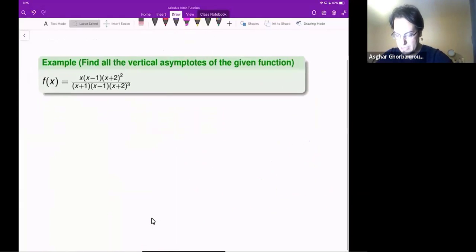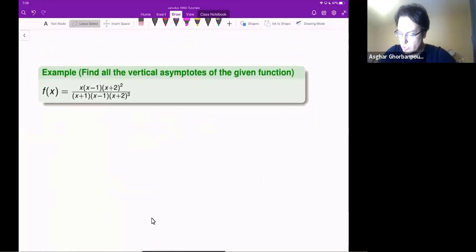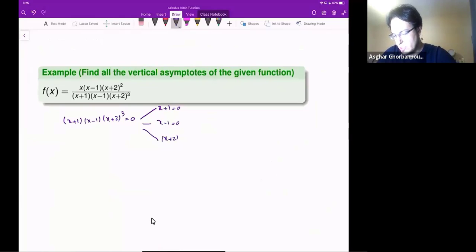Let me go for some examples here. Find all vertical asymptotes. I will start with finding the roots of the denominator. (x plus 1)(x minus 1)(x plus 2) cubed equal to 0. This will give me right away either x plus 1 is 0, or x minus 1 is 0, or x plus 2 is 0. This means that x is equal to negative 1, or x is equal to 1, or x is equal to negative 2. I have 3 candidates. So these are the candidates.